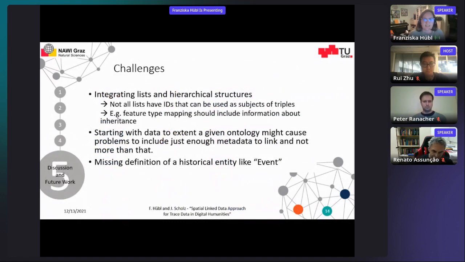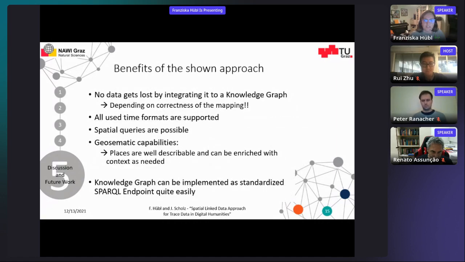Integrating lists and hierarchical structures was quite challenging. All data has to be reduced to the simple structure of data triples, thus lists need IDs to correctly map them. Starting with the data to extend a given ontology might cause problems: to include just enough metadata to link, and not more than that. Some benefits are that no data gets lost by integrating it into a knowledge graph and mapping it correctly. Also, all used time formats are supported, and the given linked places format provides possibilities to include all kinds of descriptions and links, and also different geometry types and formats. Thus, in terms of geosemantics, places are basically well describable and can be enriched with context as needed.